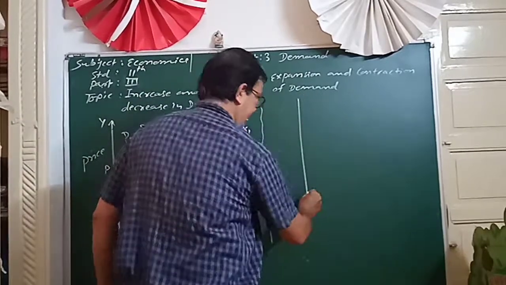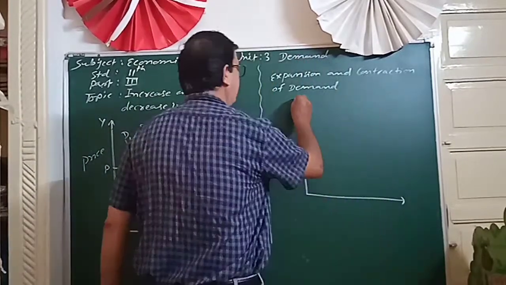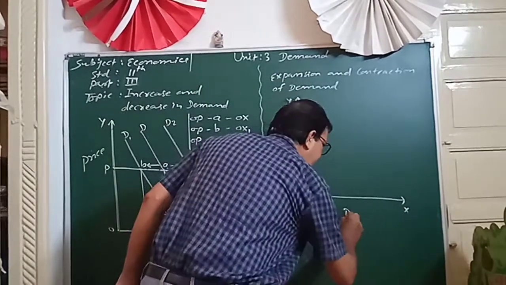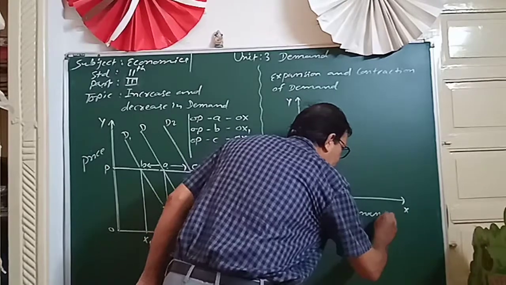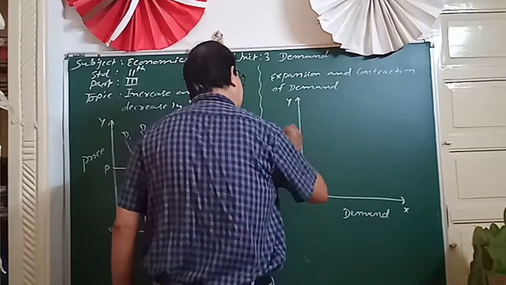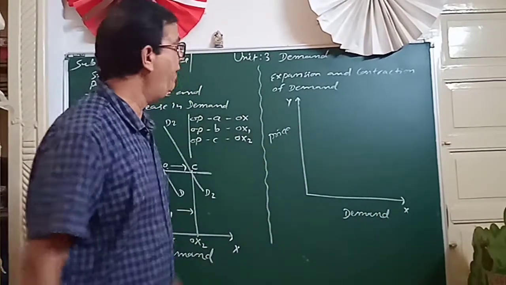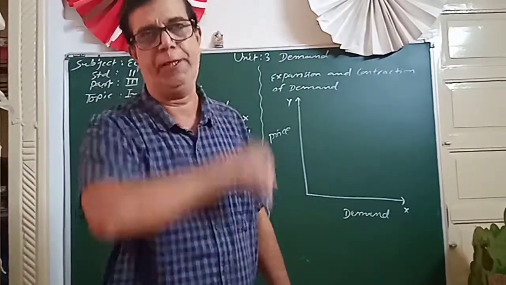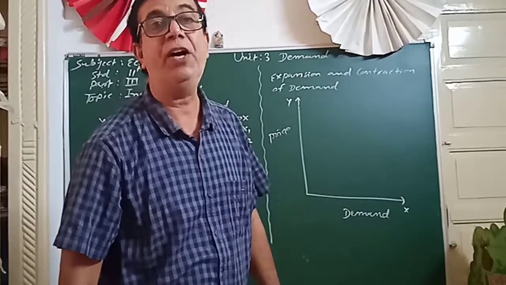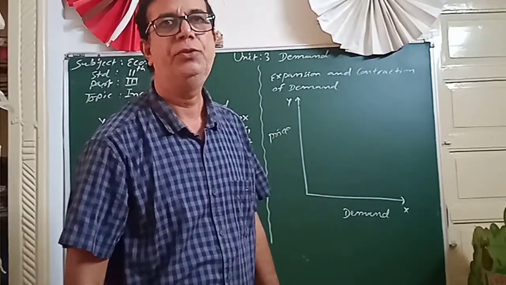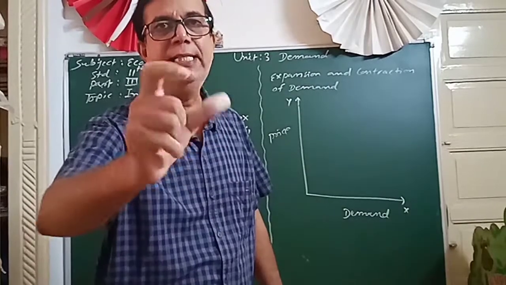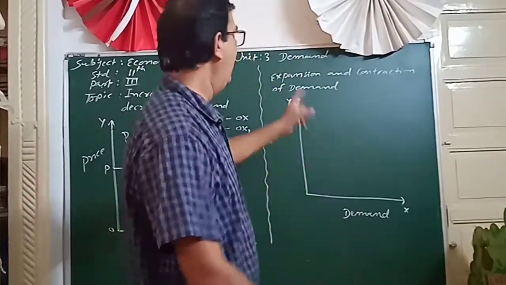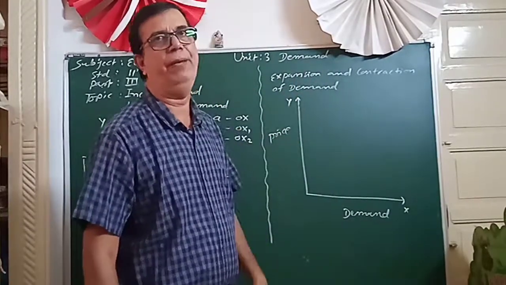Here, this is your x-axis, this is your y-axis. Here is the demand and here is the price. What is the definition of expansion and contraction? When other factors remain constant and if the price of a commodity changes, then there is a change in demand.